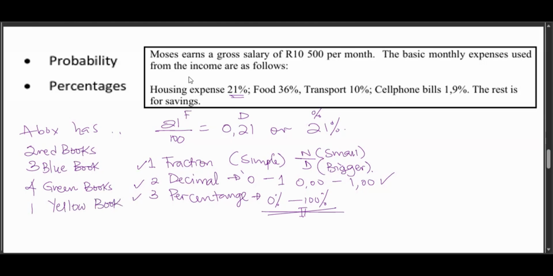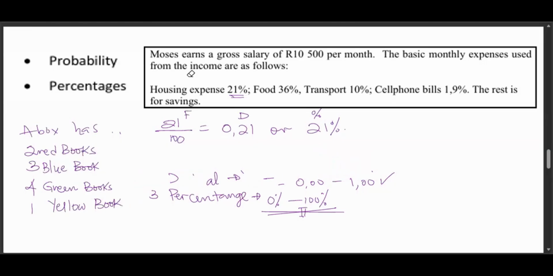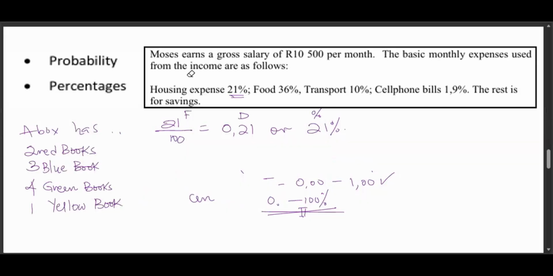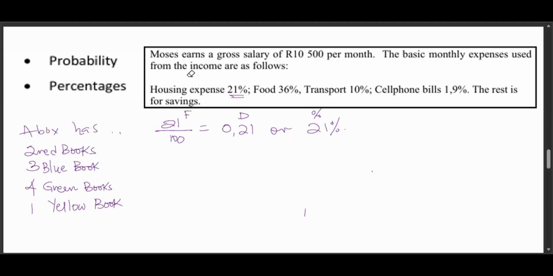You see that? Then they ask you, what is the probability of picking a black book? Since we don't have black there, the probability will become 0. You write there 0.